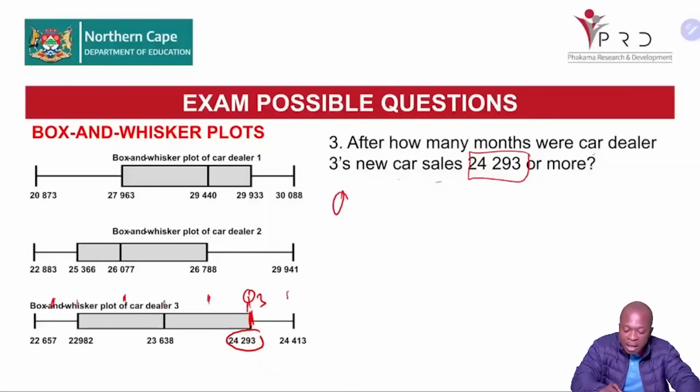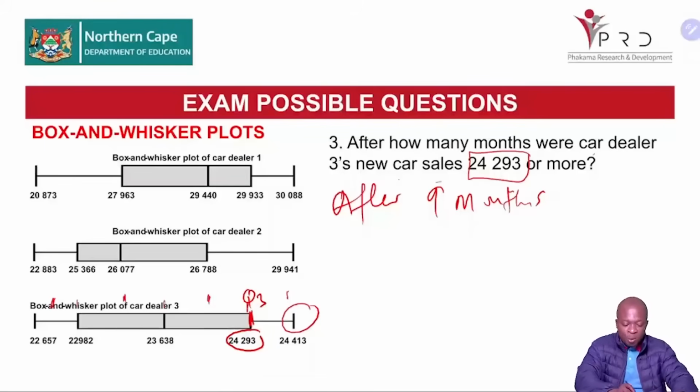So it means after 9 months. Because if you reach here, that will be 12 months. So it's 3 months, 6 months, 9 months.